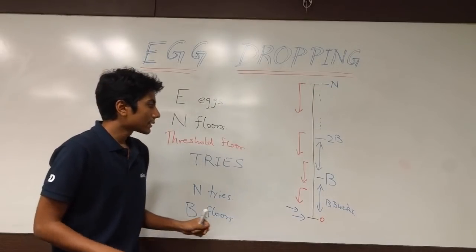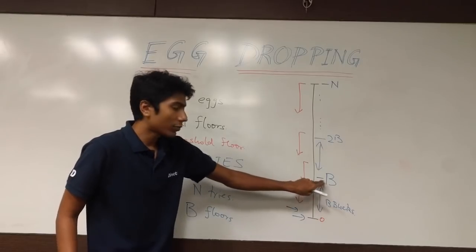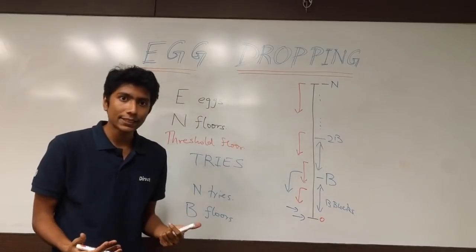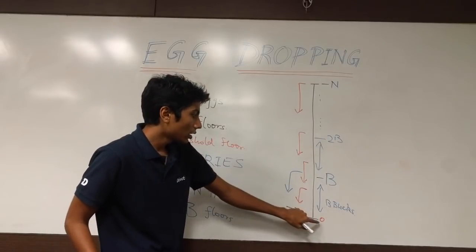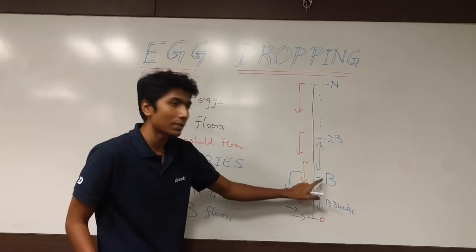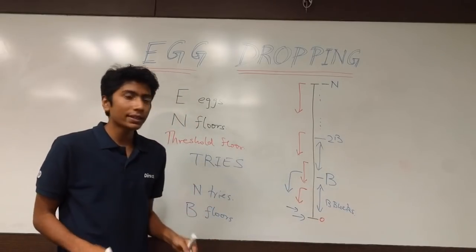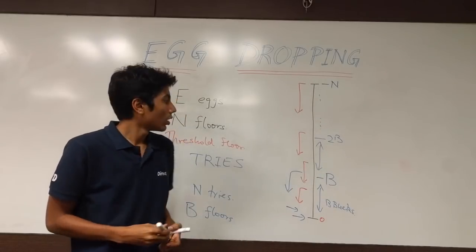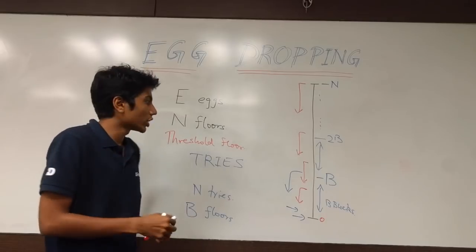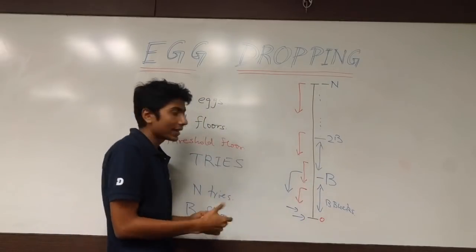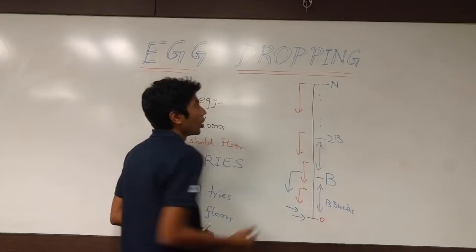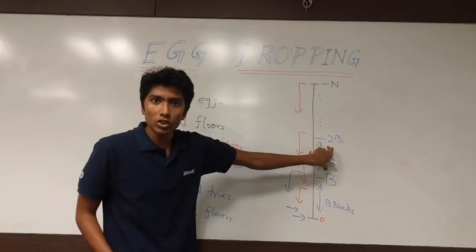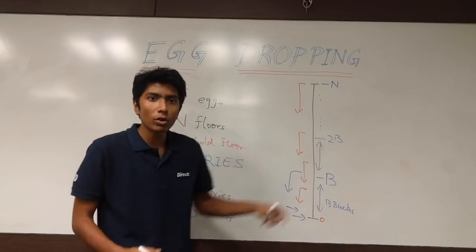What they try to do is go to the top of the first block, drop an egg from here. If the egg breaks, then they know that the threshold floor is between 0 and B. If the egg doesn't break, then they know that the threshold floor is between B and N. Alright, so this is how they approach it. And let's say the egg doesn't break, then they go up and up and up, all the way up to N. Anytime that the egg breaks, they are left with only B floors to compute. And in these B floors, there's a brute force approach.